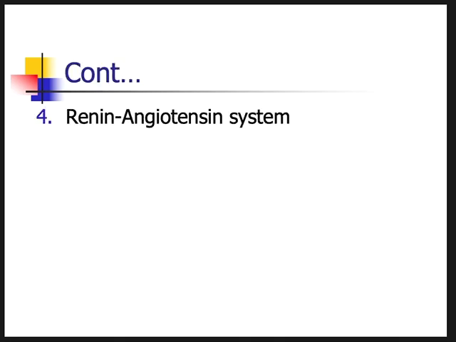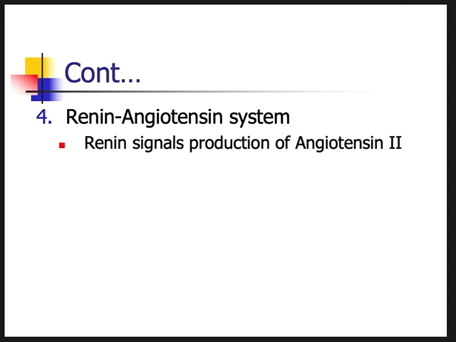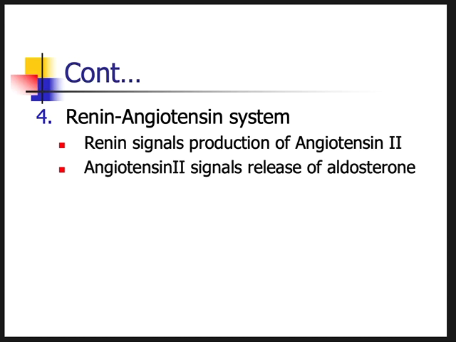Next, the renin-angiotensin system. This is another way to get aldosterone. So renin signals production of angiotensin II. Angiotensin II signals the release of aldosterone. Blood volume will increase.